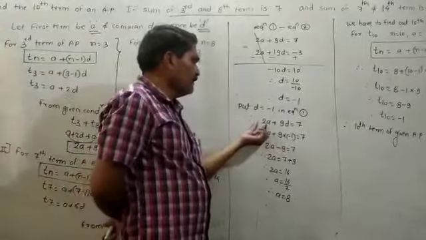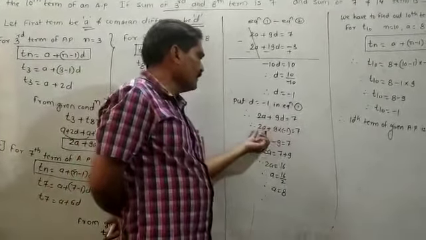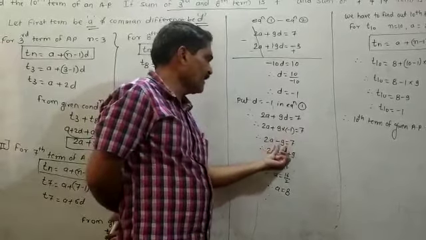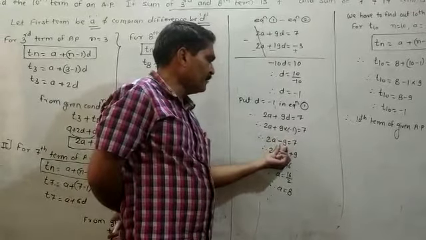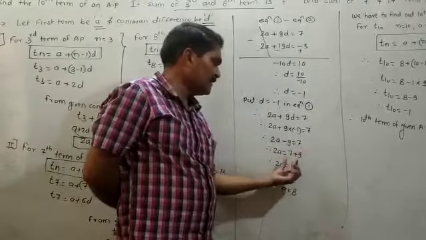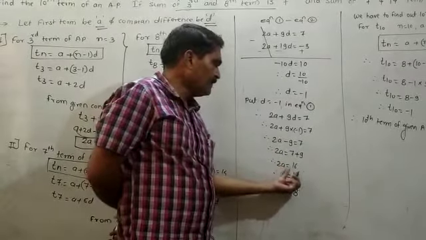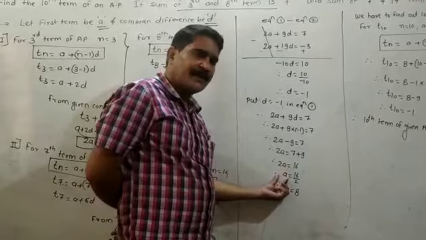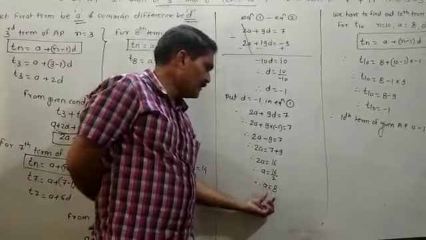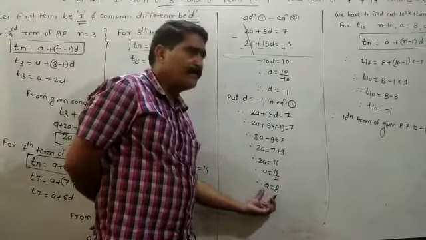At that time, 2A plus 9D is equal to 7. 2A plus 9 multiplied by minus 1 is equal to 7. 2A plus 9 ones are 9, plus multiplied by minus is minus, so 2A minus 9 is equal to 7. 2A is equal to 7, transpose this minus 9 to that side, that becomes plus 9. 2A is equal to 16. If you want to find out A, multiplied by 2 becomes divided by 2. 2 ones are 2, 2 8s are 16. From that A is equal to 8 will come.